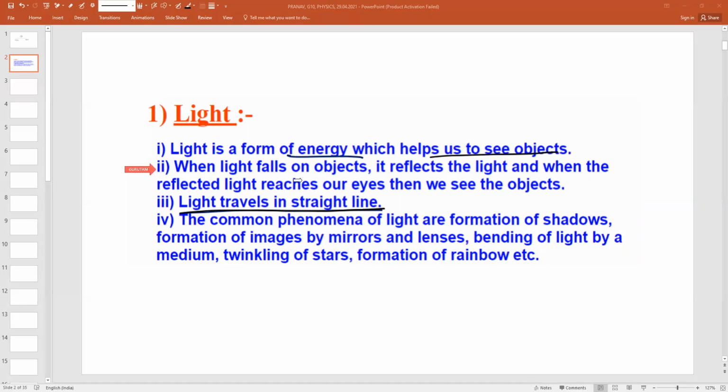They have written that when light falls on an object, it reflects the light, and when the reflected light reaches our eye, we can see the object. So my question was, how do we see objects? Through light. When the light falls on them, it bounces back to our eyes. That's how we see it.